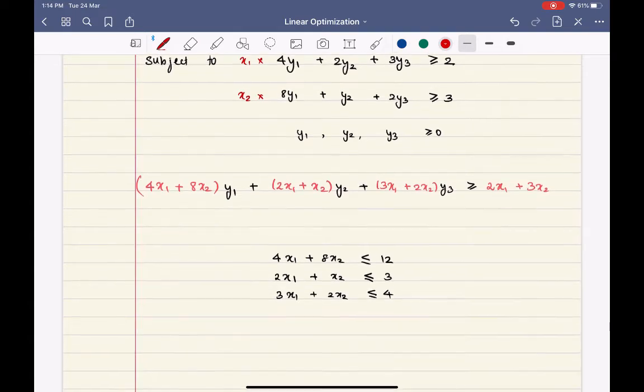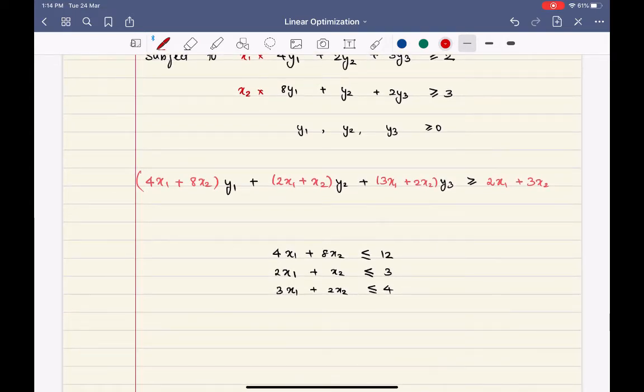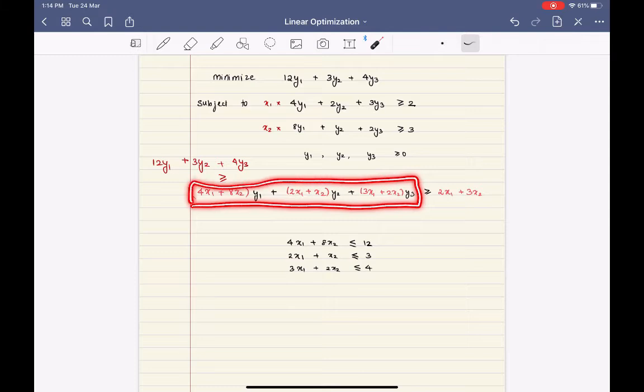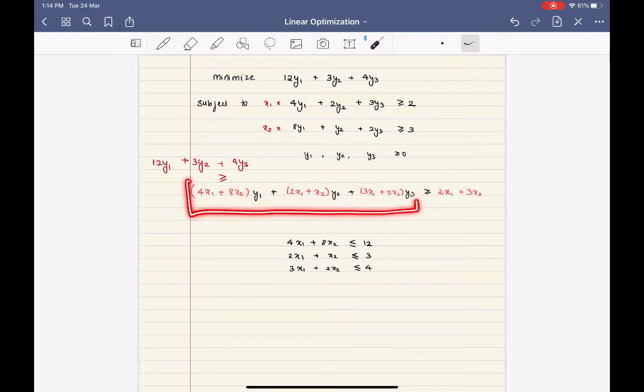So if we have these constraints, we have the cost 12y1 plus 3y2 plus 4y3. This quantity is greater than or equal to this thing. Okay, and this thing is going to be bigger than or equal to this. So then what do we have? This quantity gives a lower bound on the required cost.